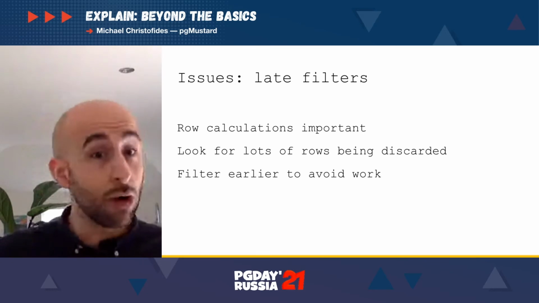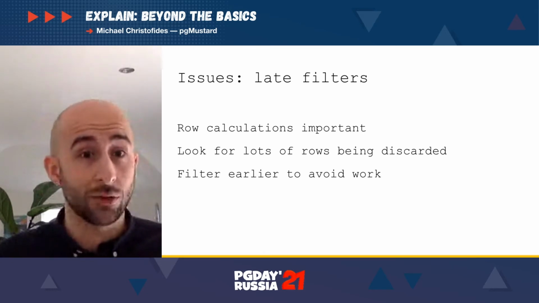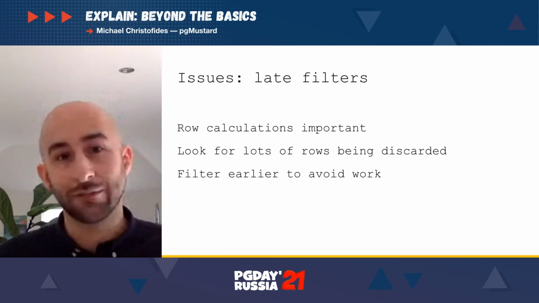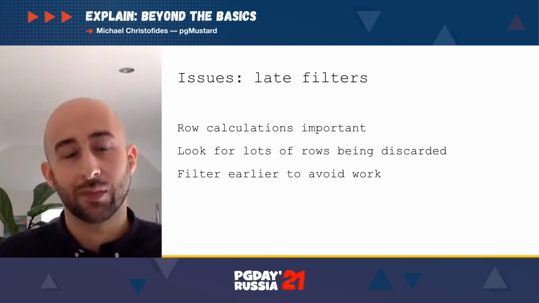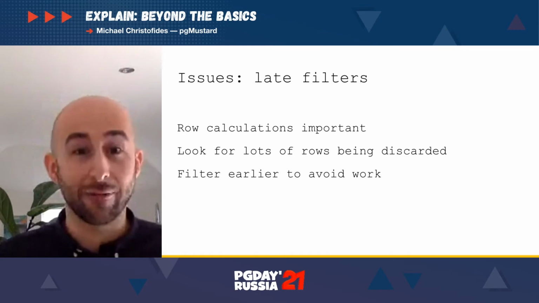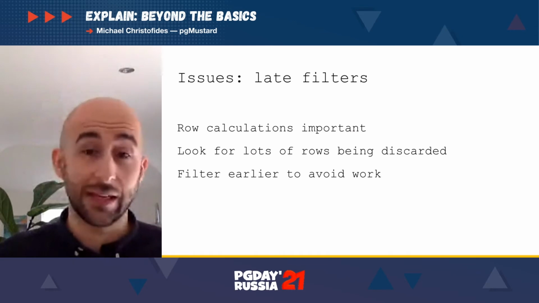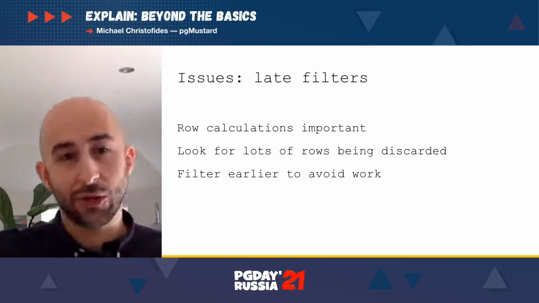So those row calculations that we've done in the first part of the talk become really important for spotting these. Look out for a lot of rows being discarded, very similar to the tip before, and if you can, filter earlier.